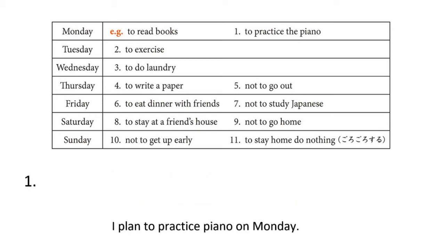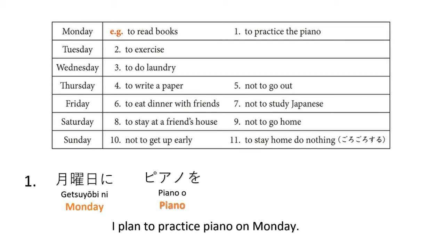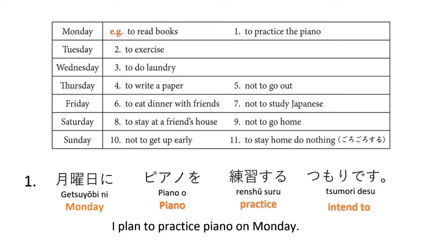Now let's try number 1. Monday. So what is Monday? In Japanese, it is Getsuyobi. So Getsuyobi ni, to practice piano. Piano o and practice renshu suru tsumori desu. Getsuyobi ni piano renshu suru tsumori desu. I plan to practice piano on Monday. So follow the sentence pattern.